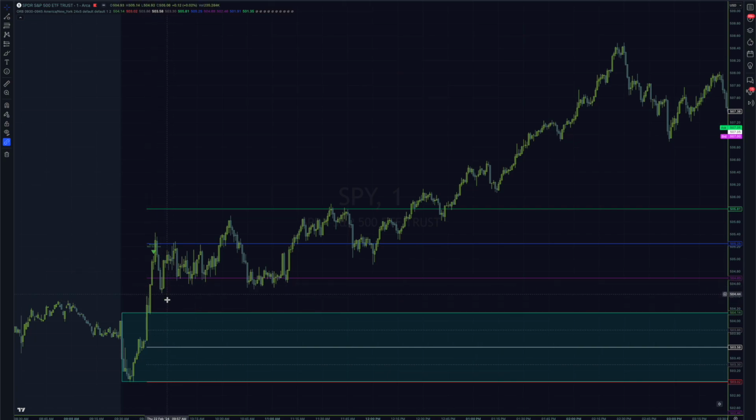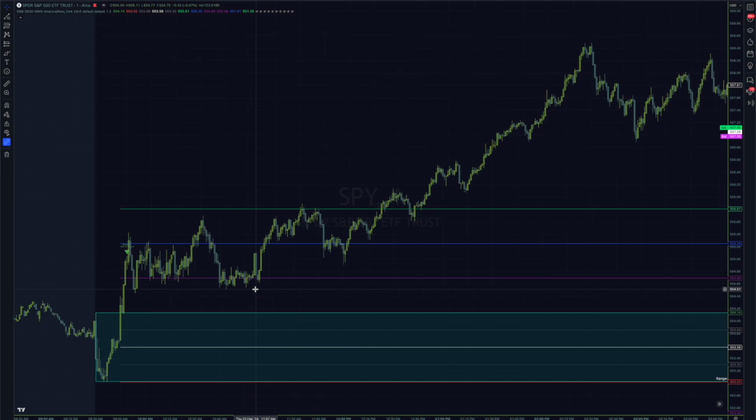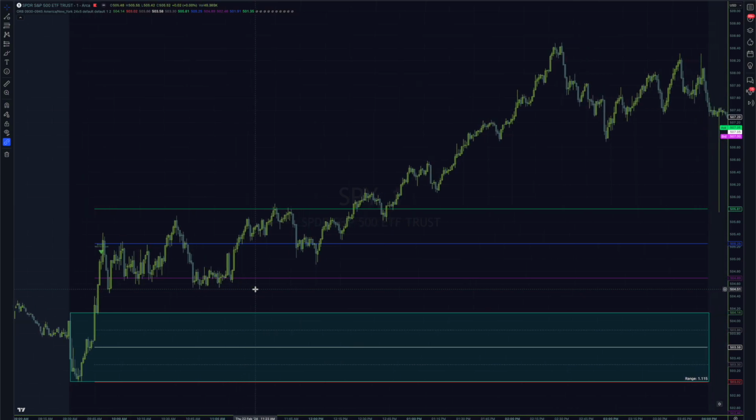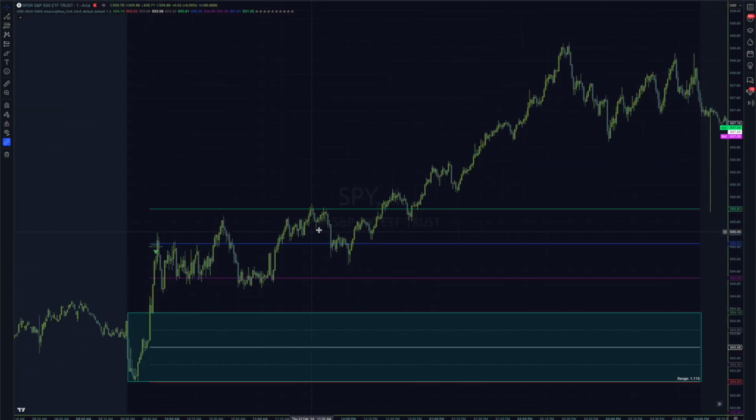So you have to be very patient with this strategy. And some days they just rip right through and there's nothing you can do about it. And that's just part of trading. Not every market move is going to be for you. This is one example of that. Now, let's see, what day is this?